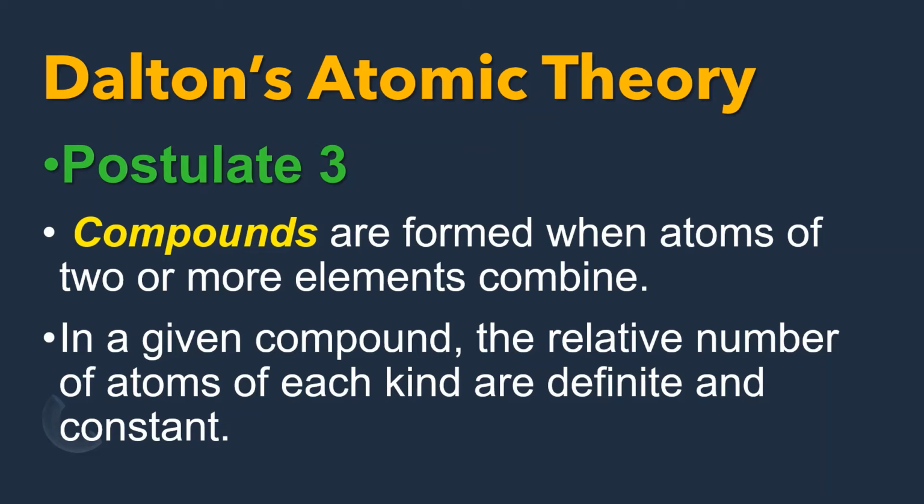Postulate 3: compounds are formed when atoms of two or more elements combine. In a given compound, the relative number of atoms of each kind are definite and constant. Water, for example, a compound of the elements hydrogen and oxygen, consists of hydrogen and oxygen atoms in the ratio of 2:1.